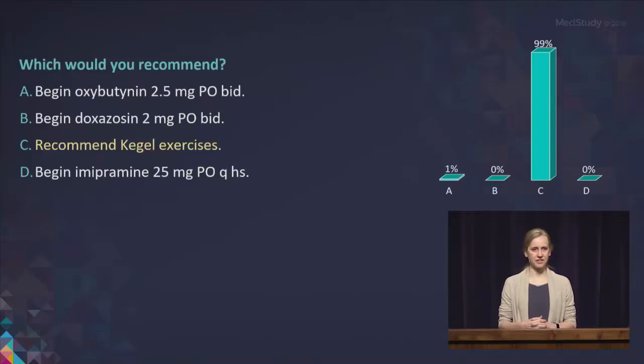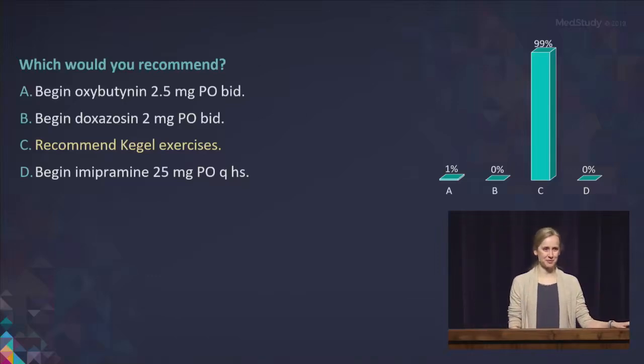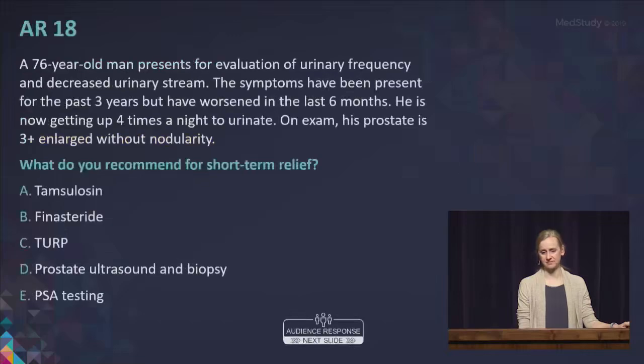Perfect, good job. So Kegel exercises are the main treatment for stress urinary incontinence, which is what she has. The other medicines might help her if she was having a problem with urge incontinence, but we're always going to try Kegel exercises first in most cases, and bladder training if it did turn out to be urge incontinence.